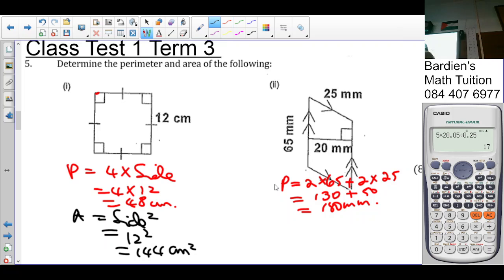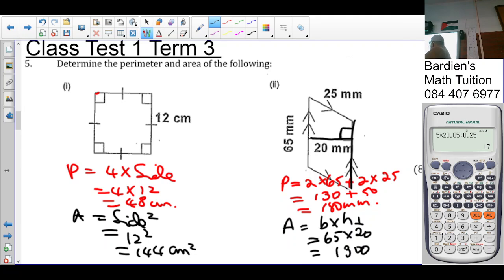The area of a parallelogram is going to be base times perpendicular. Okay? So base times perpendicular. So what is the base? What's going to be the perpendicular? The 20. Can you see that? So it's going to be, and your base is going to be 65. 65 times 20. So it's 1300 millimeters squared. Okay.